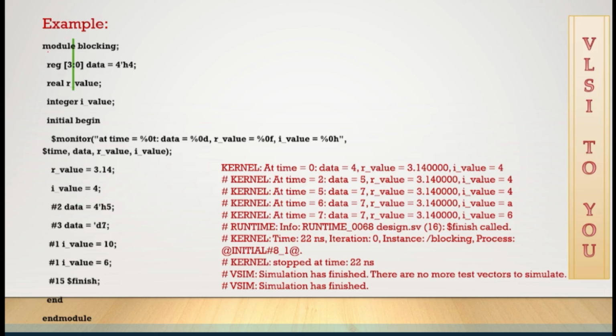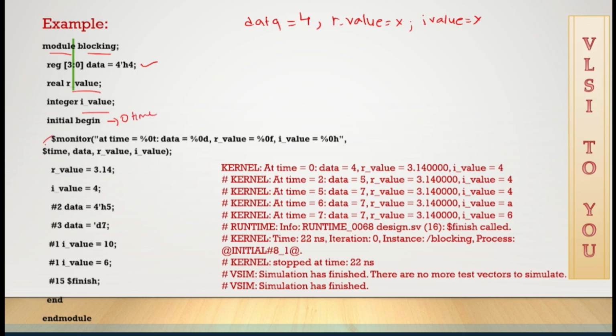So if you see the example here, module blocking, reg [3:0] data, real R value, integer I value. Listen to me carefully before seeing the output. Don't check the output now. First listen to me and then check the output. My first data value is 4. I didn't assign any value to R value and I value, so they will have some default value, like 0 or x. Initial begin: initial means it starts at 0 time.